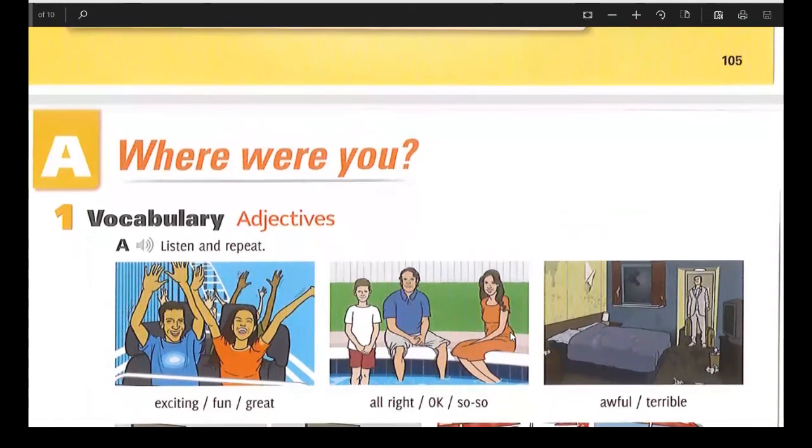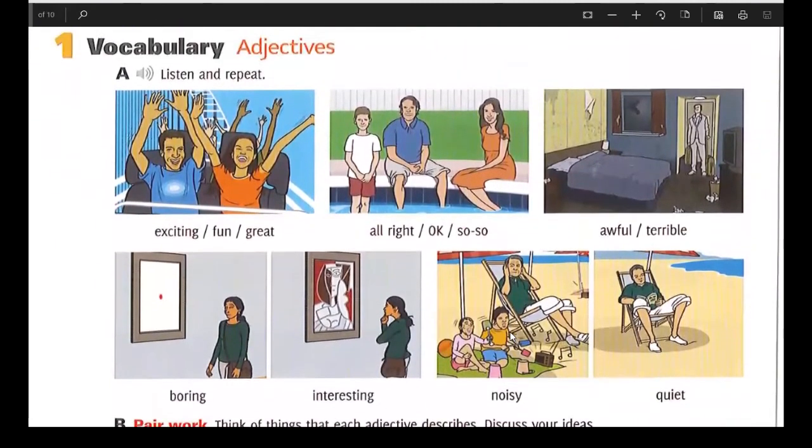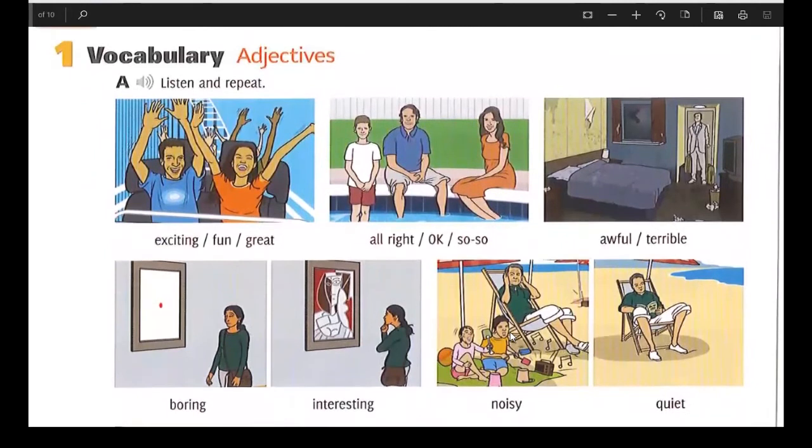Vocabulary, adjectives, listen and repeat. Now I want you to listen and try to repeat the words. It seems to be easy, but it's okay. We need to try to pronounce them in a correct way.